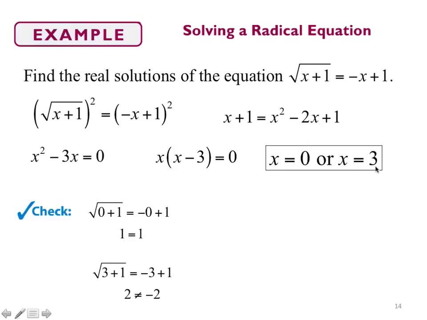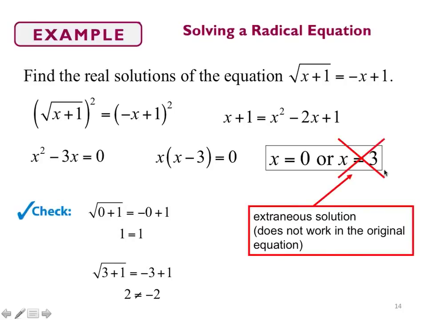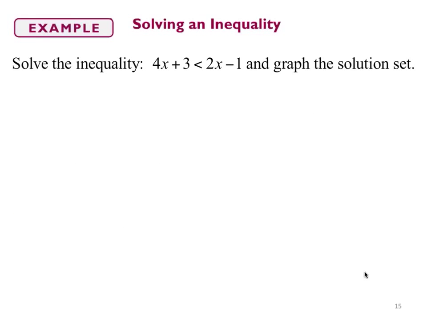But when we plug 3 in, we get square root of 3 plus 1, which is 2, and then we get negative 3 plus 1, which is negative 2. Now 2 is not the same thing as negative 2, so that one is actually extraneous. So our only solution is just x equals 0. So in this case, the checks are really, really important. So when you're solving radical equations, make sure that you check both, because a lot of times when you get two solutions, one of them is actually extraneous.